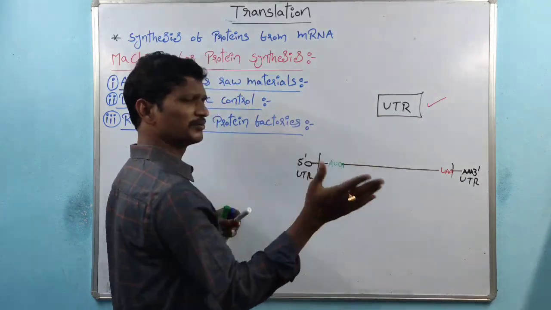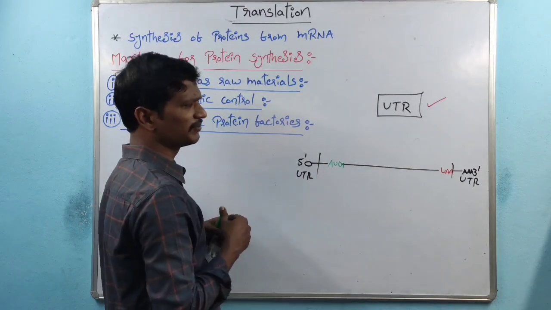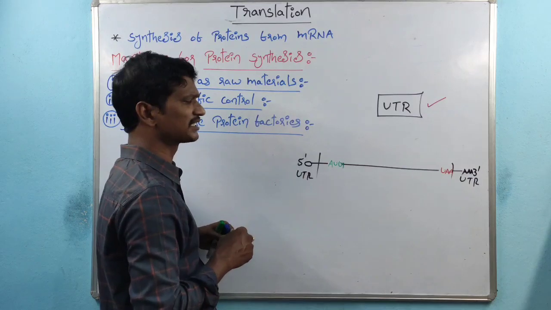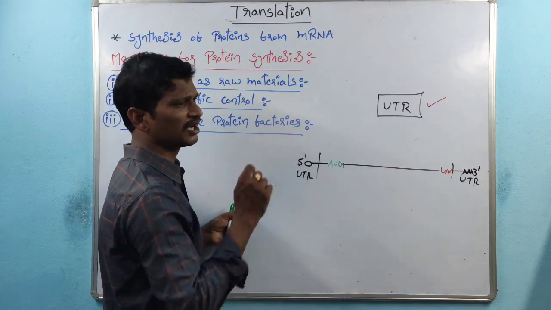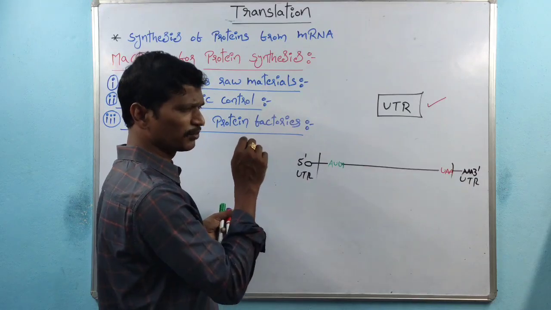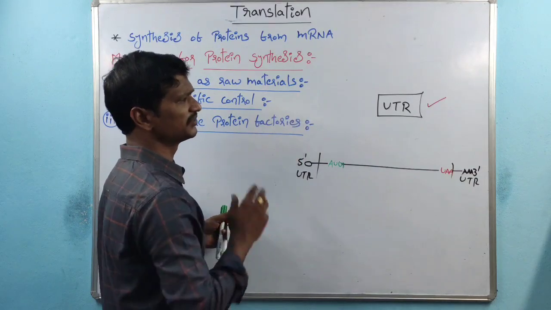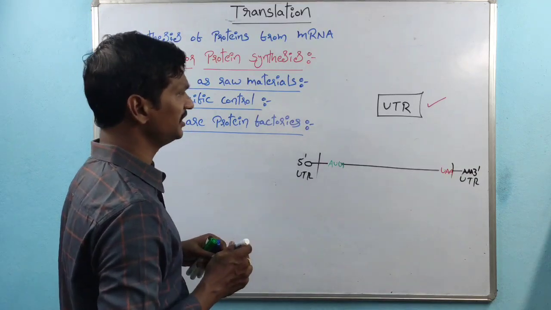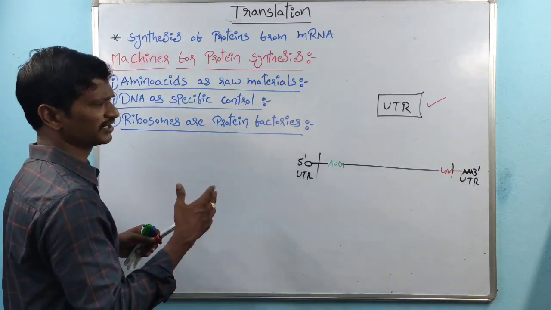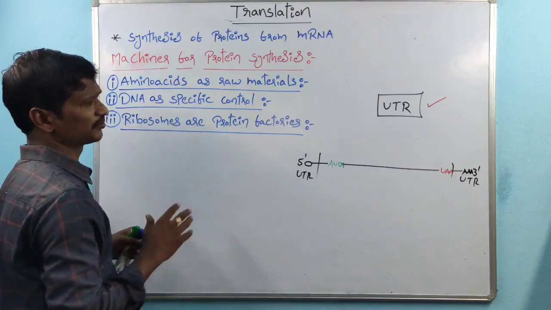Sometimes it is asked: along with the 5' cap and 3' poly A tail structure within mRNA, some sequences are present which are not involved in the protein synthesis process. These sequences are called UTR, untranslated regions. So that is just an introduction regarding the translation process.